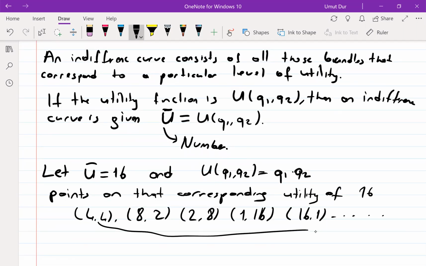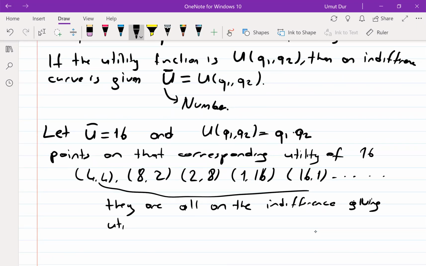So they are all on the indifference curve given utility of 60.